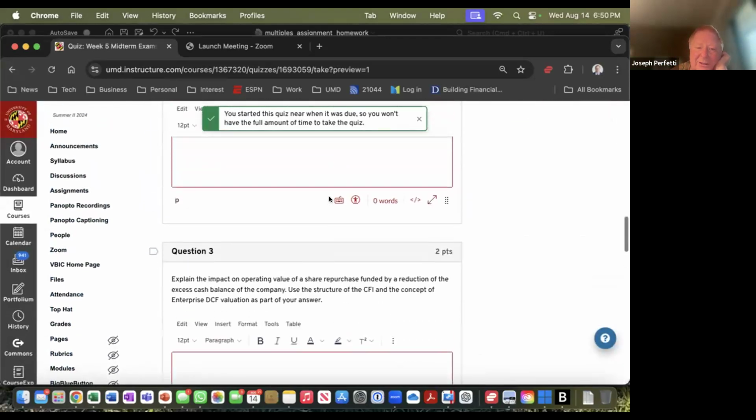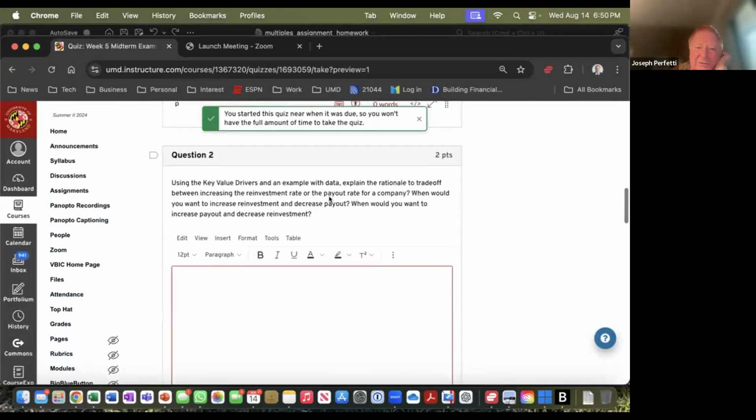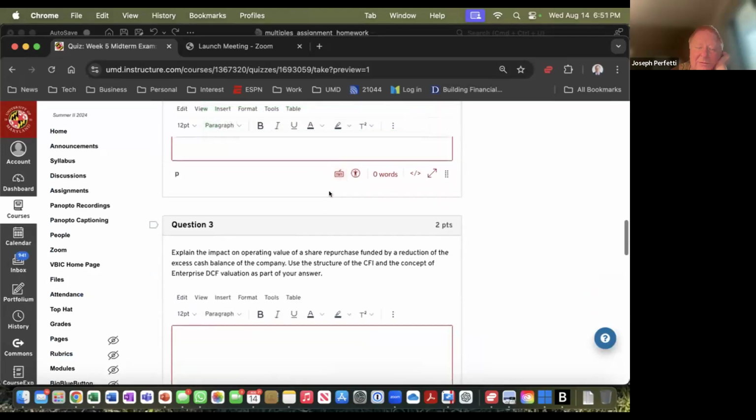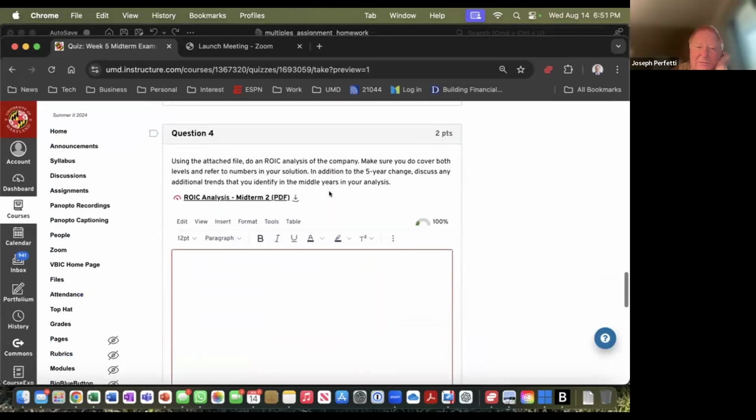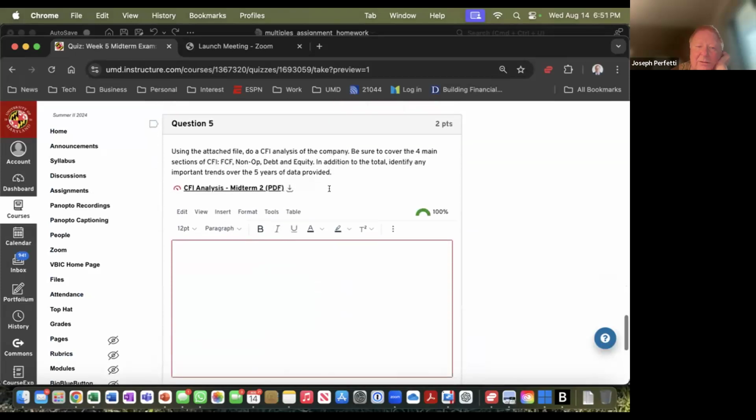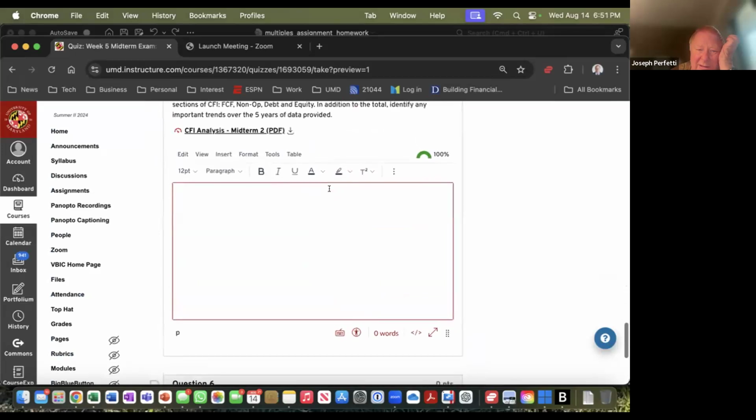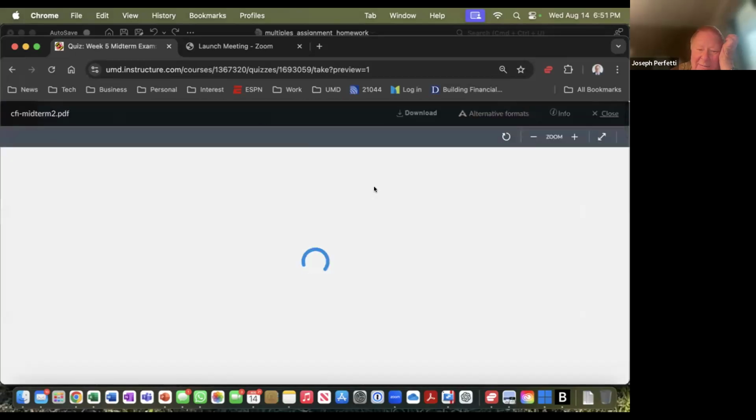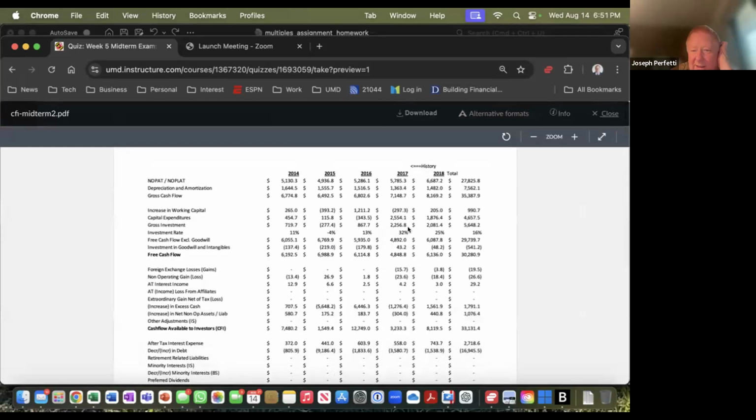And then the final question was the CFI. So again, the CFI, 4 sections. Free cash flow of 30 billion. If you just focus on the total, 35 billion of gross cash flow, 29.7 billion of gross investment. Basically, they spent on average the reinvestment rate.